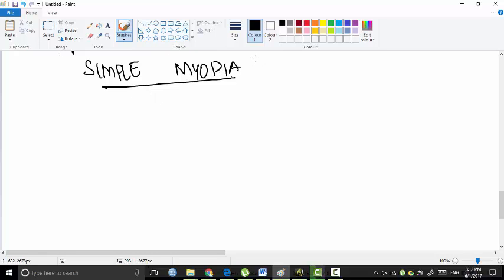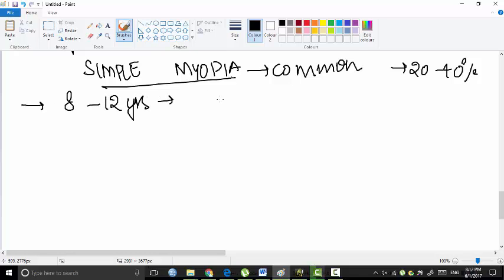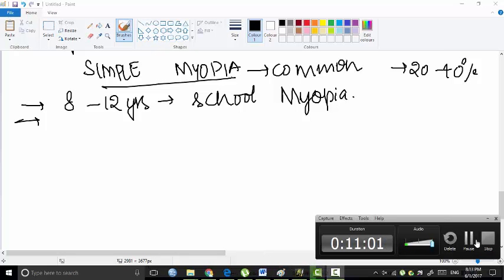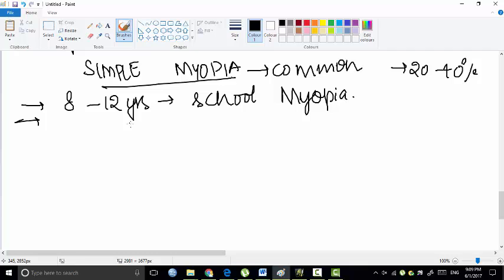So this simple myopia is the most common variety, and this is generally a physiological error, and this is seen in 20 to 40% of the population. It may usually be seen at 8 to 12 years of age. Then it is called school myopia. If it is seen in children between 8 to 12 years of age, then it is called school myopia.